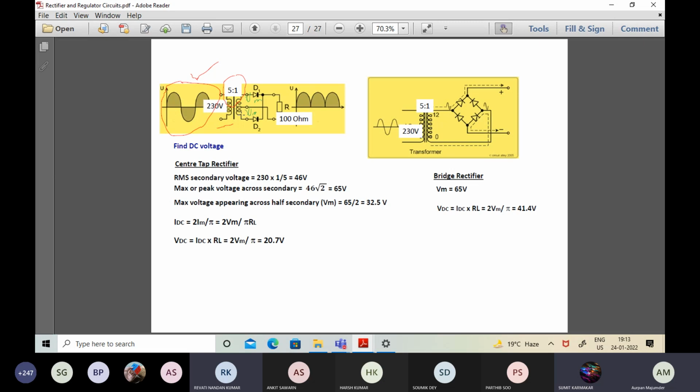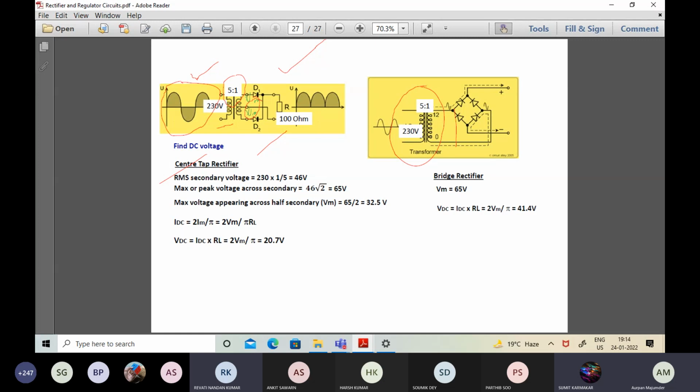And that has been shown in the first line. That is, the RMS secondary voltage is 230 into 1 by 5, which happens to be 46 volts. Now, as you can check in the diagram, the same thing has occurred here as well. But what is the difference? In the case of full wave rectification, it is the case of center tapping, as you can check here. And in this case, there is no center tapping.